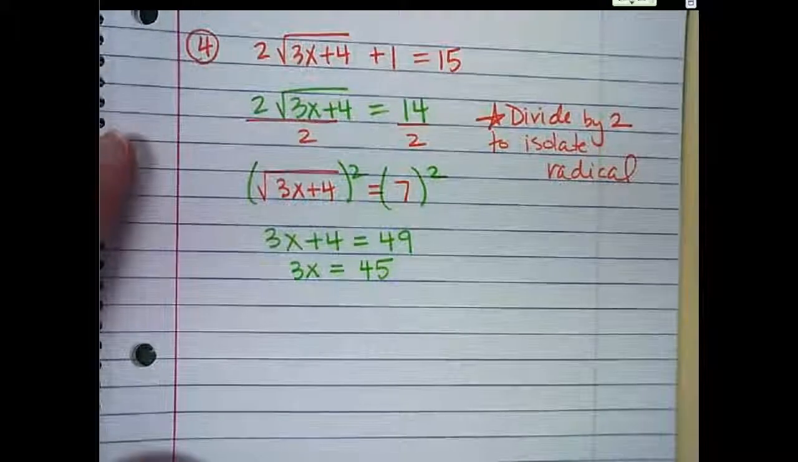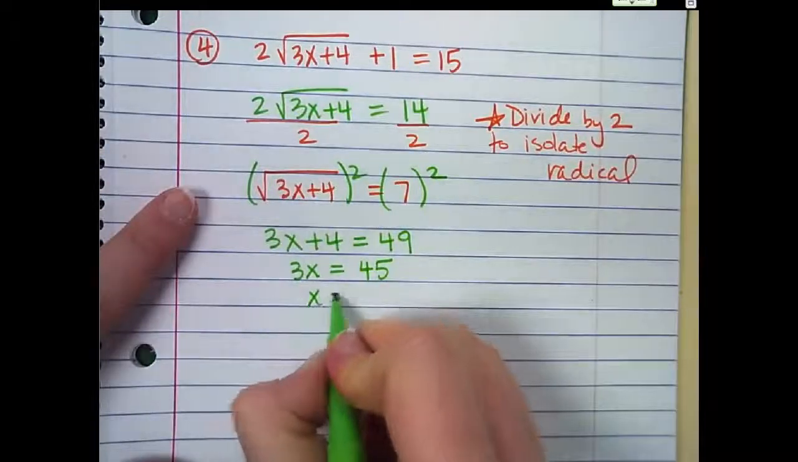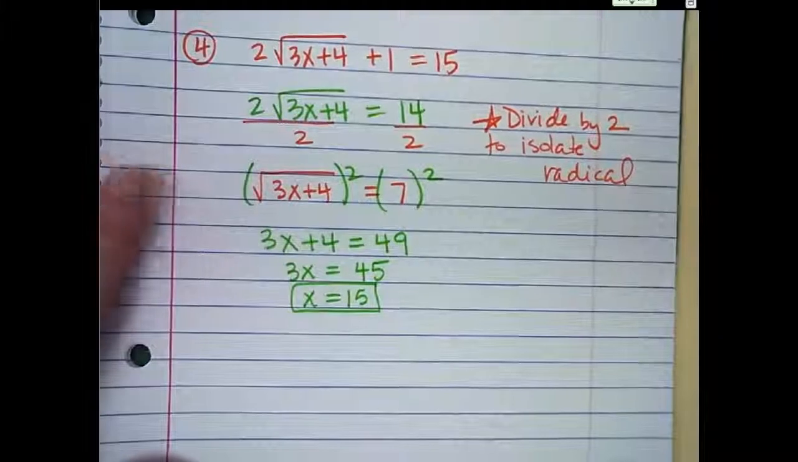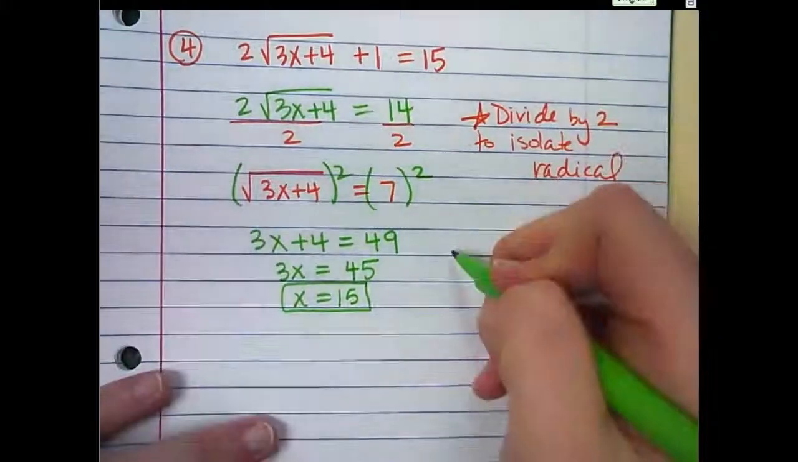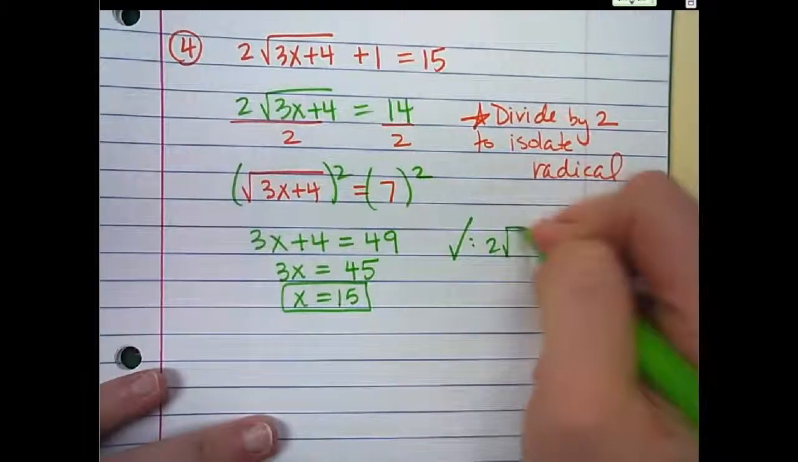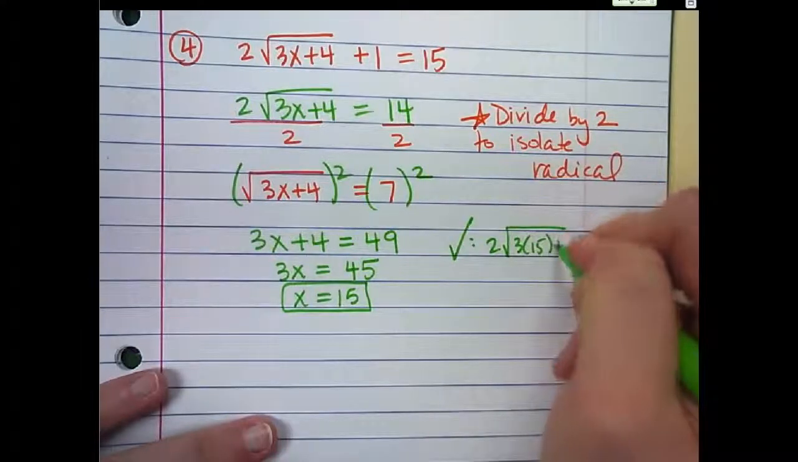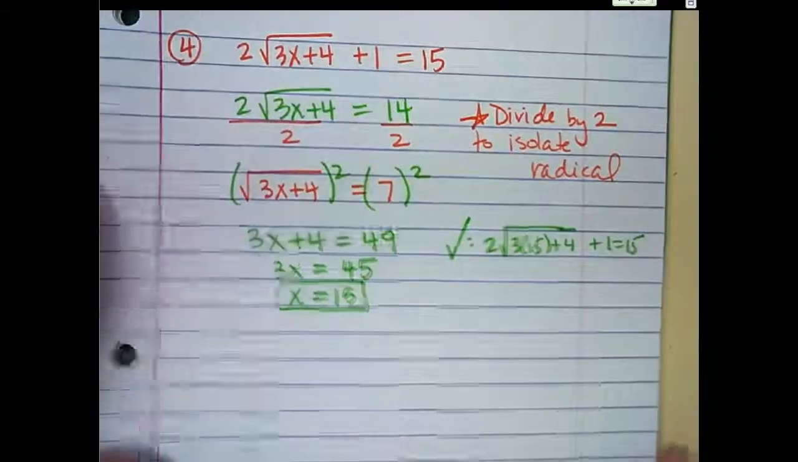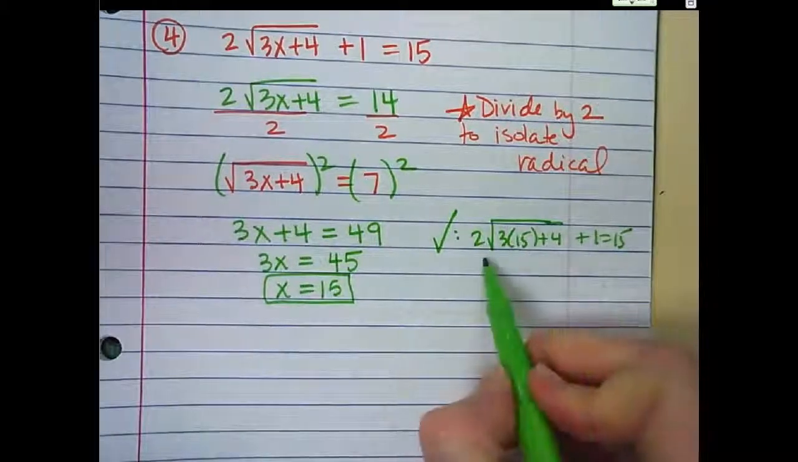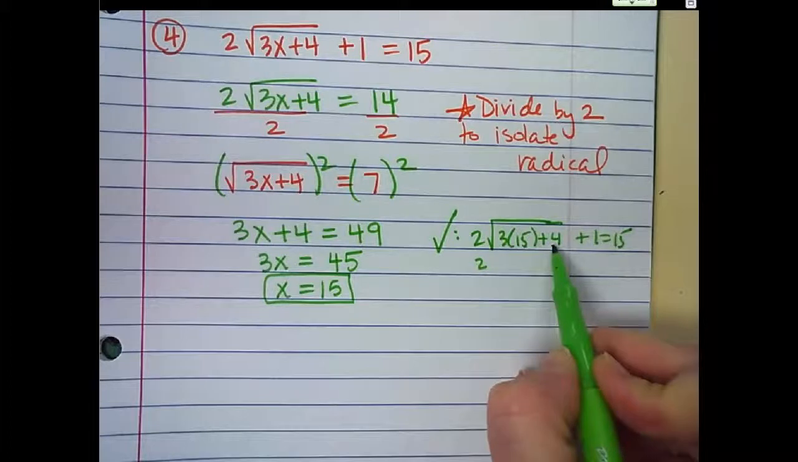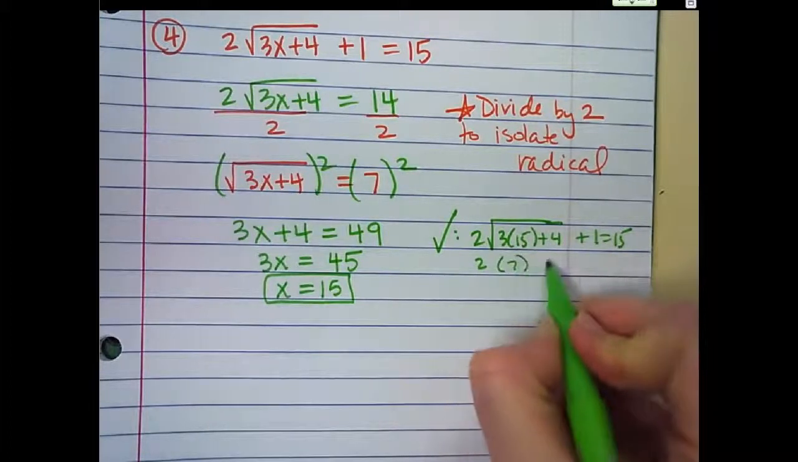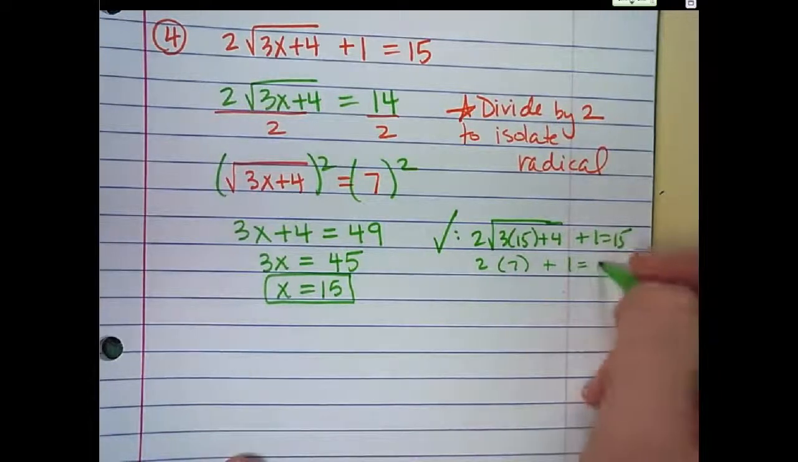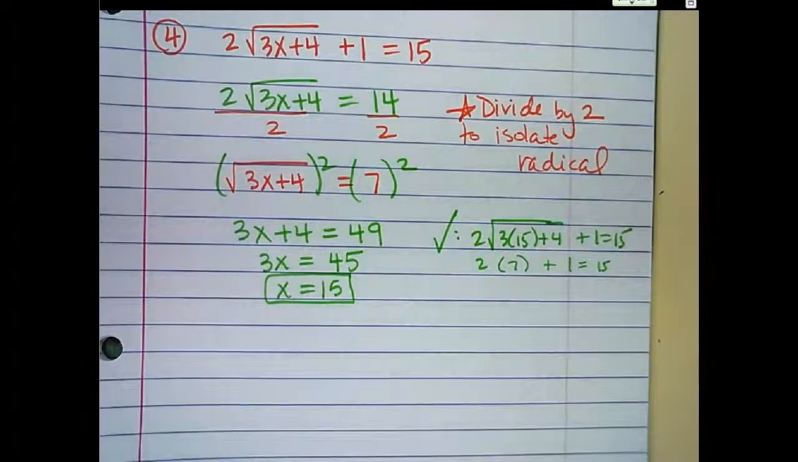What'd you get for x? 15? I got 16. 15. Oh, sorry, guys. No worries. Okay, so then check it. 2 square root 3 times 15. So that becomes 45 plus 4, 49. Square root of 49 is 7. 14 plus 1 is 15, so that works.